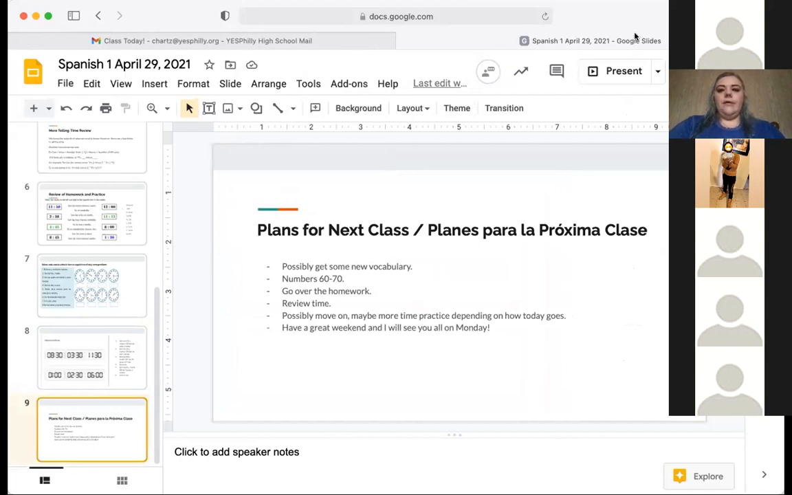Our plans for the next class: we might get some new vocabulary depending on how the formal goes. We're going to go over the homework that I just gave you for Monday. We're definitely going to do some more review on the time. And we're possibly going to move on to something else, but we'll see how the homework goes. Does anybody have any questions on the homework, any questions on time, anything like that?